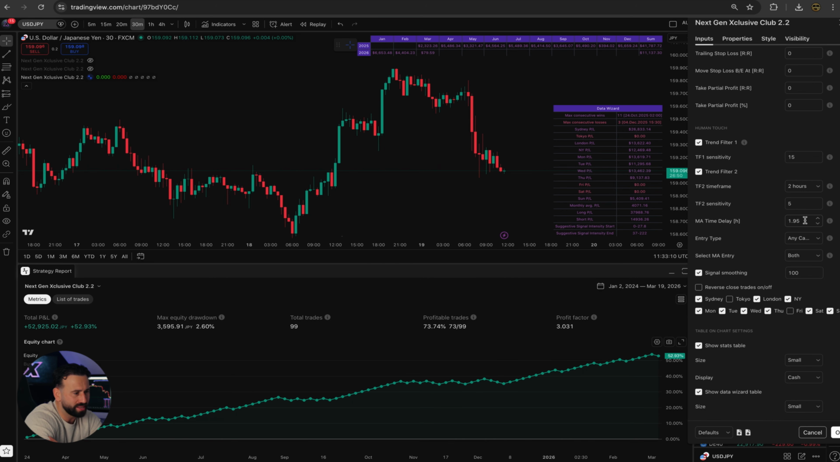Now we can move into our MA time delay. This will add a delay in which the system will look for trades. So if the market's not looking desirable, the system will say, okay, I recognize that. I'm not going to look for trades for this specific amount of time. Once this time's lapsed, I will then start looking for trades again.